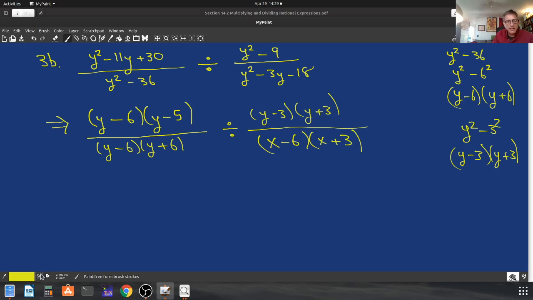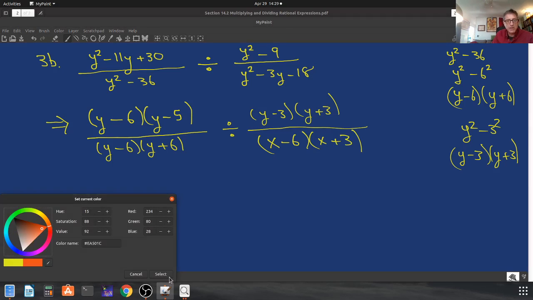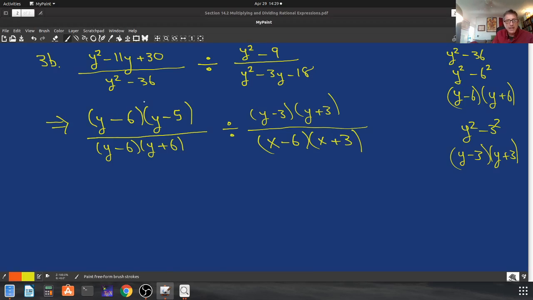Now I'm not ready to change the division sign just yet. I'm going to cancel out any terms I can. Remember, I cannot, I guess it would help if I made these y's, right? I cannot cancel across the division sign. But here I can indeed cancel out my y plus 3 terms.